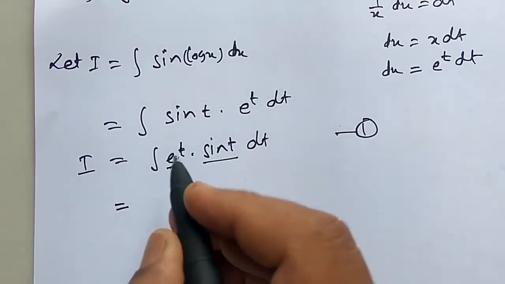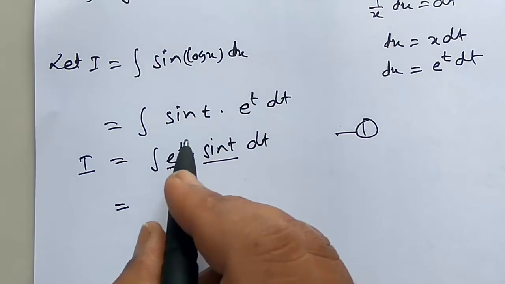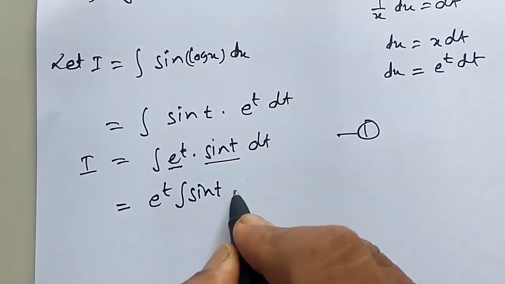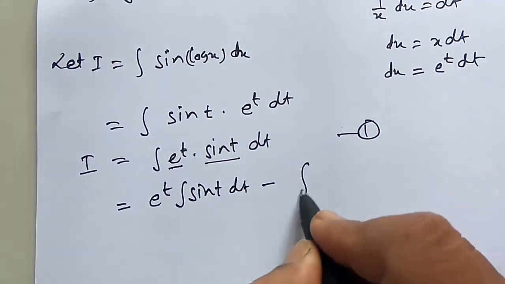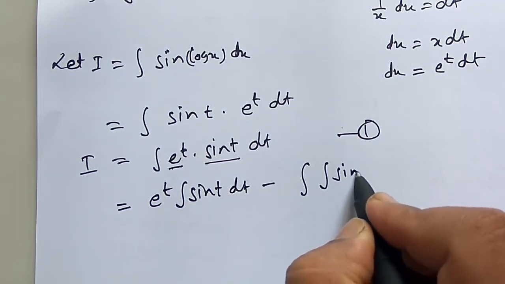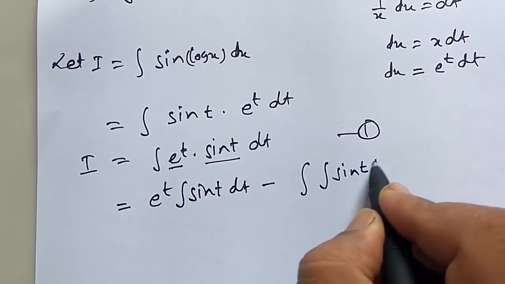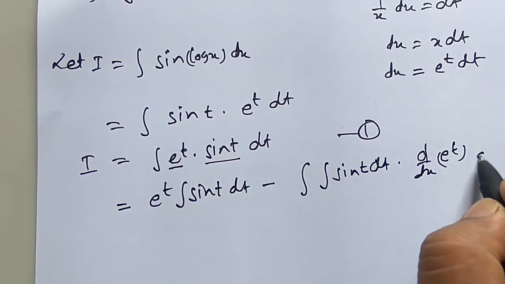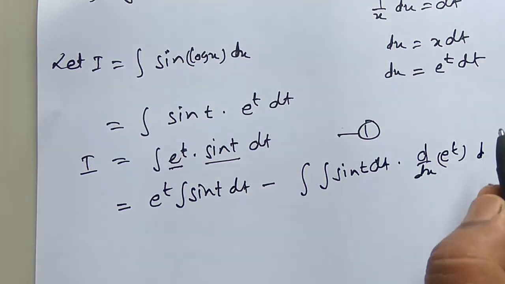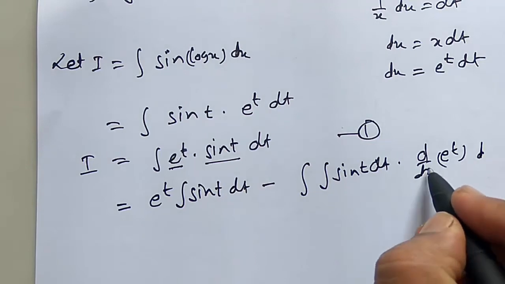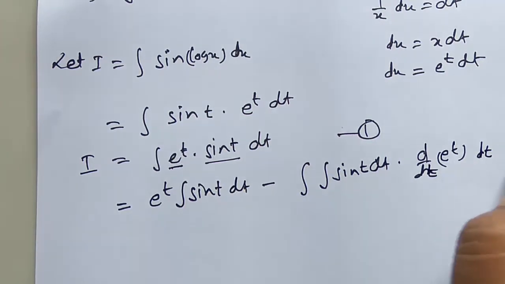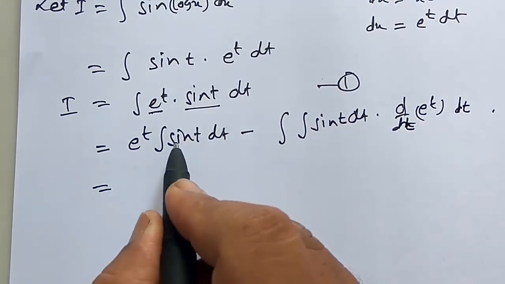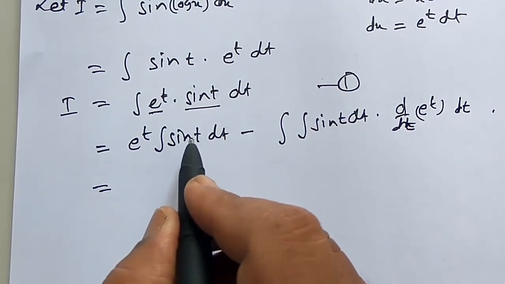So this is equal to, by using integration by parts, e raised to t, integration of sine t dt, minus integration of integration of sine of t dt into the derivative of e raised to t with respect to t dt. So this is equal to, integration of sin t is equal to minus cos t.